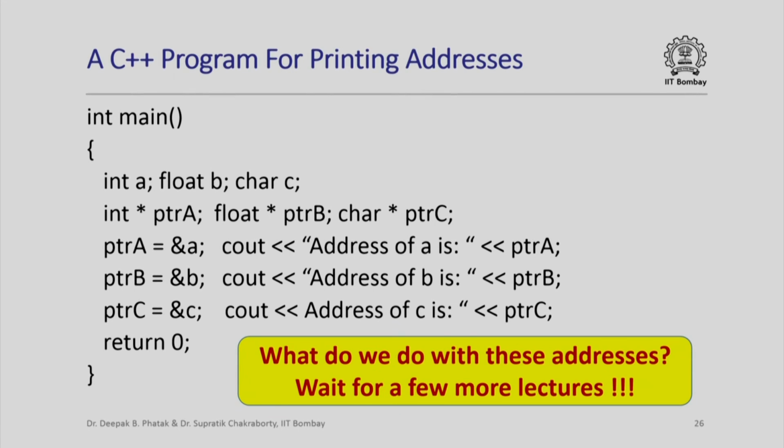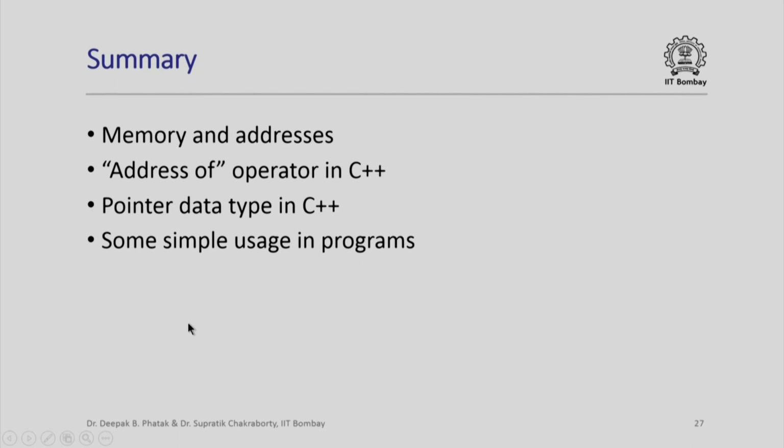And if you are wondering, did we learn all of this just to print memory addresses? The answer is no. Just wait for a few more lectures and you will see that we are going to make a lot of use of pointers in our programming. So, in summary, we looked at memory and addresses, we looked at the address of operator in C++, which gives rise to the pointer data type, and we also saw some simple usage of the pointer data type in C++ programs.